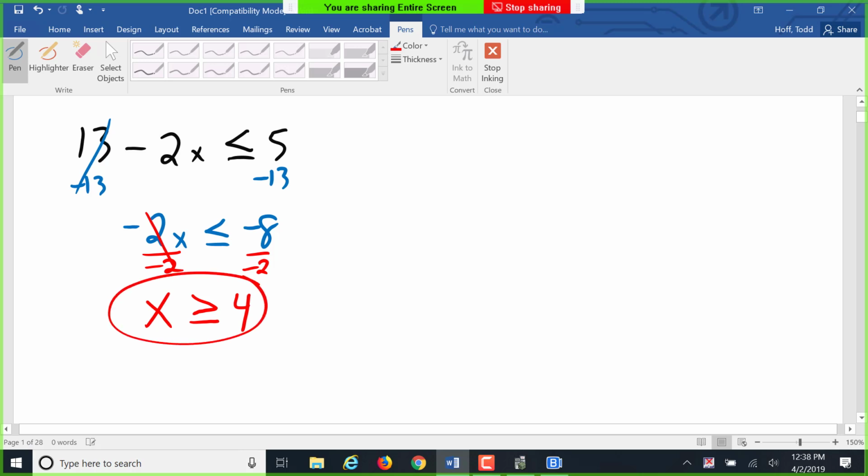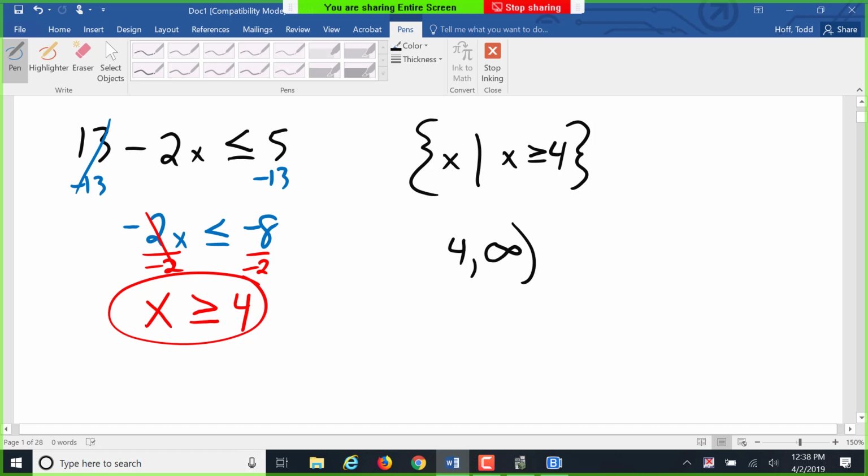Now, in some elementary algebra classes, they accept that, but technically, this should be stated as all values of x such that x is greater than or equal to 4. Or in our interval notation, we could say 4 to infinity, a round bracket on infinity, and on the 4, round or square?